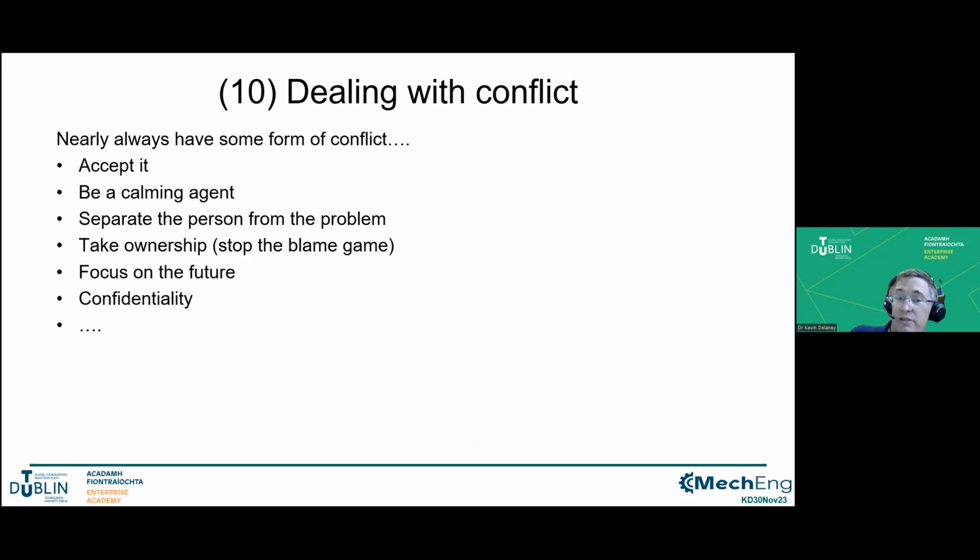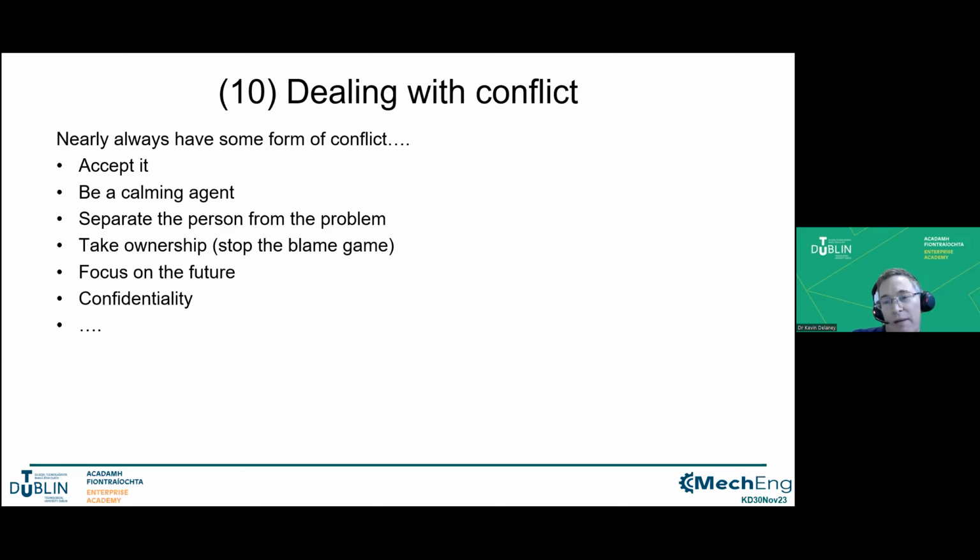Students have to learn to deal with conflict. And again, there's no point in putting your head in the sand. We have to turn around and say there will be conflict. Almost every year, I think one or two teams will have challenges. As facilitators on the module, we have to accept it.